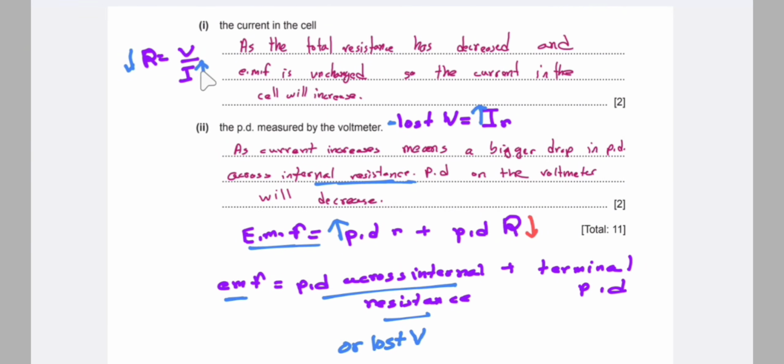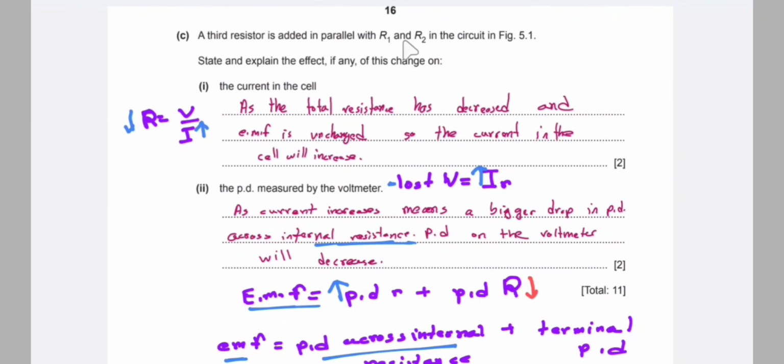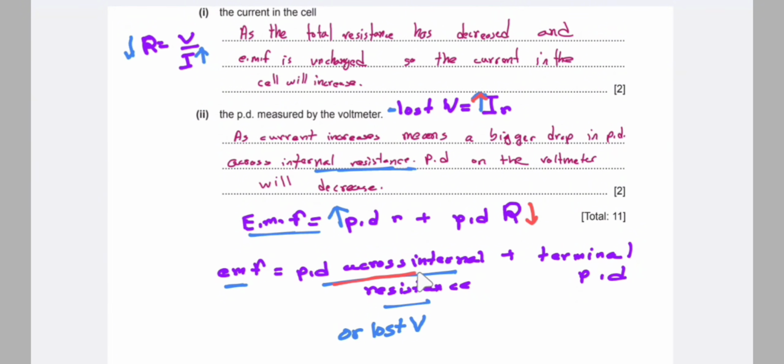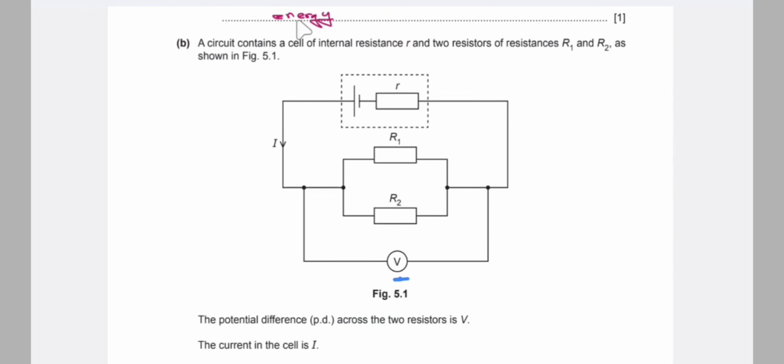So here we can see that as we have added an additional resistor in parallel, the total resistance decreases. As the resistance decreases, current increases, and as current increases, lost volt, that is V equal to IR, increases, or the potential difference across the internal resistance increases. Since EMF is constant, the potential difference across the external resistance, or the terminal potential difference, must decrease in order to offset this increase. So the potential difference measured by the voltmeter decreases.